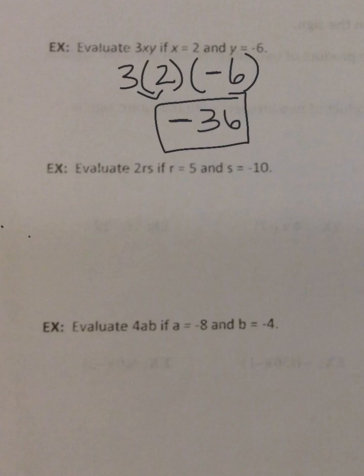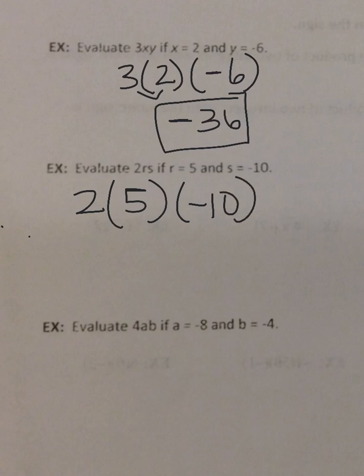Next one, evaluate 2rs if r equals 5 and s equals negative 10. Again, substitute your values. r is 5, s is negative 10. First, deciding on my sign, there's an odd number of negatives, which means my answer is going to be negative. 2 times 5 is 10. 10 times 10 is 100.